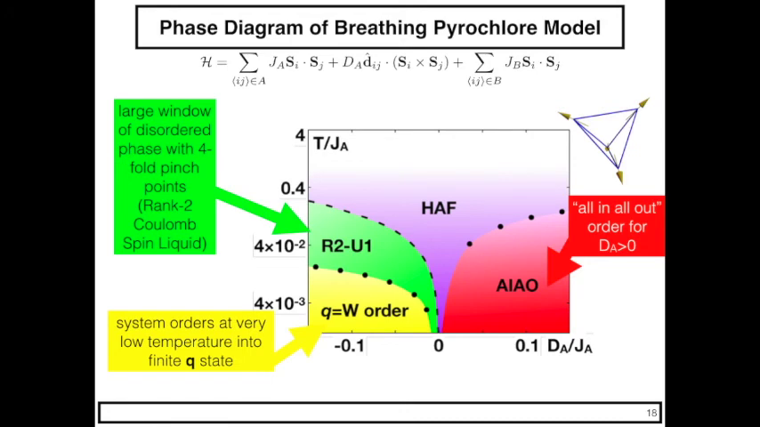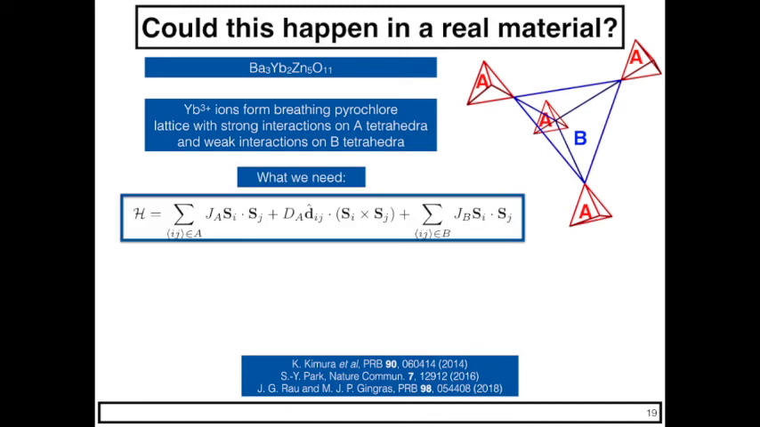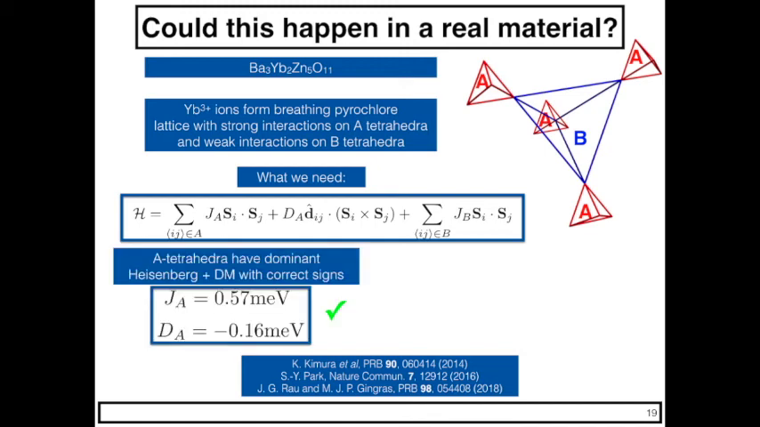So the natural next question is, could this really happen in a real material? Well, we don't have a definitive realization yet, but there is some good reason to be encouraged that yes, it could happen. In the material barium ytterbium zinc oxide, the ytterbium 3+ ions form a breathing pyrochlore lattice with strong interactions on the A tetrahedra and weak interactions on the B tetrahedra. Experimentalists have been able to determine the interactions on the A tetrahedra, and they have exactly the form we need: antiferromagnetic Heisenberg exchange and DM interactions with a negative coefficient.